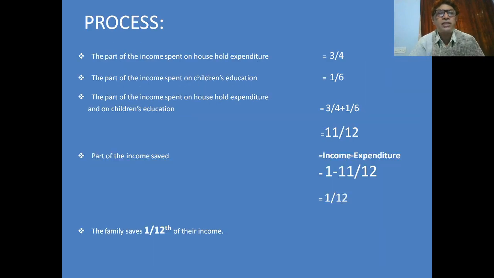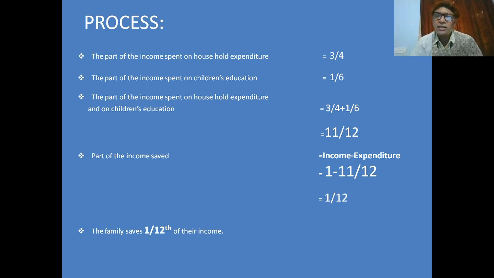So this is the process that we follow. First we note down the part of the income spent on household expenditure is equal to 3/4. The part of the income spent on children's education is equal to 1/6. The part of the income spent on household expenditure and on children's education is equal to 3/4 plus 1/6. So here we are adding the two parts to get the total part of the expenditure. So the total part of the expenditure is equal to 11/12.